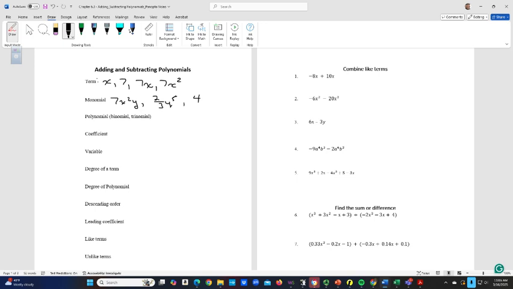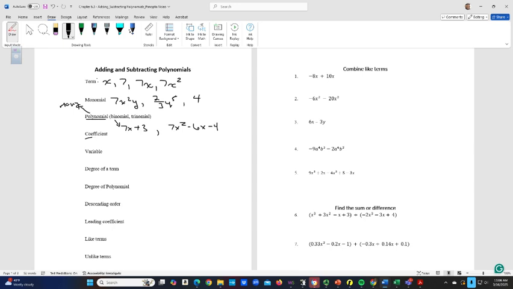A polynomial just means many terms, right? So that just means many polynomial terms. Binomial means two. So a binomial would be 7x plus 3. And a trinomial means 3. So it would be 7x squared minus 6x minus 4, right? All three of these terms are different and we can't combine them, because in order to combine these, we would need to have the same variable and the same power or exponent.